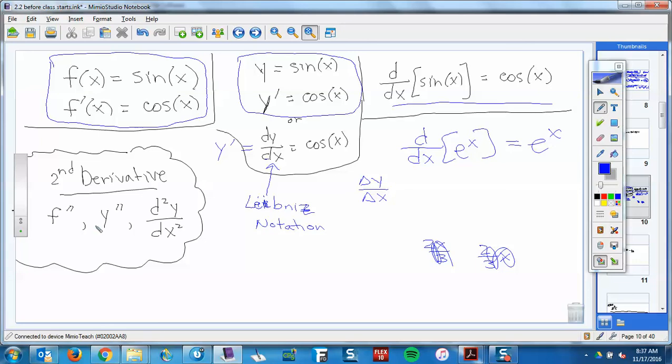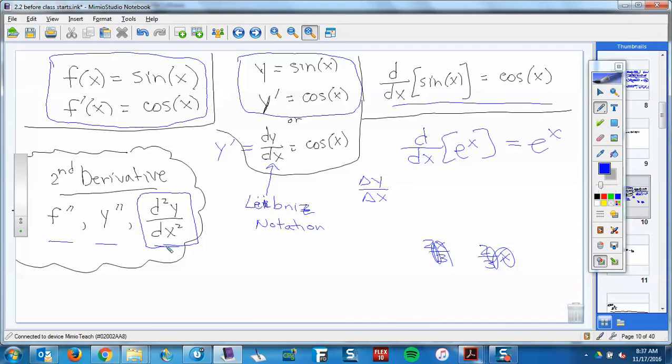Okay. Now, second derivative. How do we say second derivative? Well, we've already talked about f double prime. Of course, you could say y double prime. And then in Leibniz notation, this is second derivative. It's not squared. That doesn't mean squared, even though it looks like it's an exponent. It isn't an exponent, all it means is second derivative. So that's Leibniz notation for second derivative.